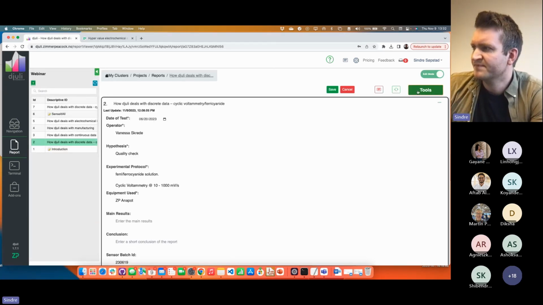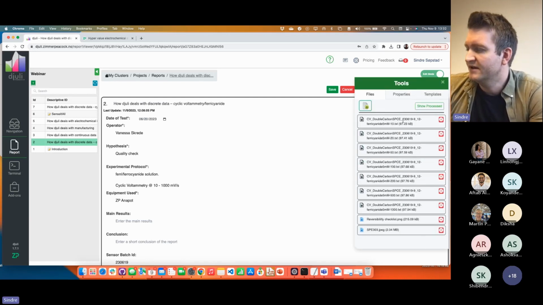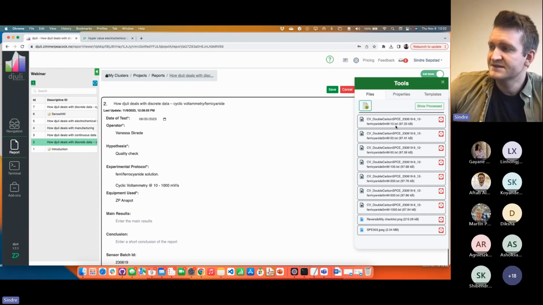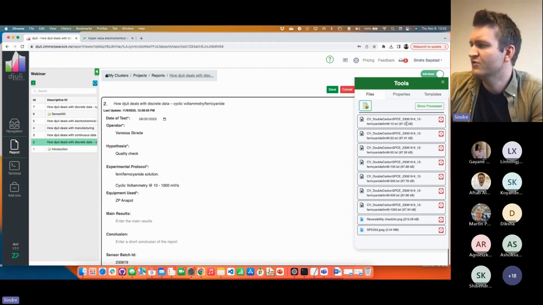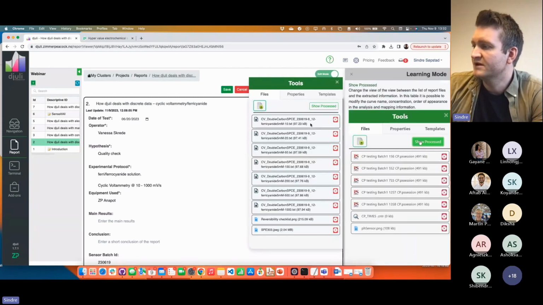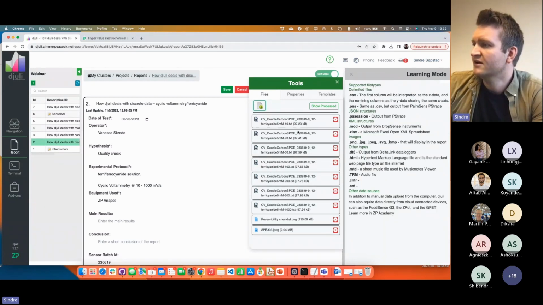I'll pull it up. I've uploaded some data here, and this data is from CH Instruments. So we do support a lot of different data types, and we'll be happy to support your formats as well. If I wonder what is supported, I'll simply click on this contextual help menu, hover over, and that will give me a list of supported file types. So you have some media types like images, and then you have some raw data file types that you can just drag and drop, or you can browse your computer.